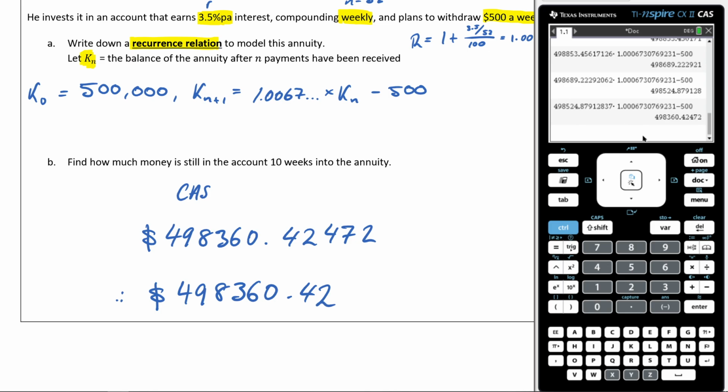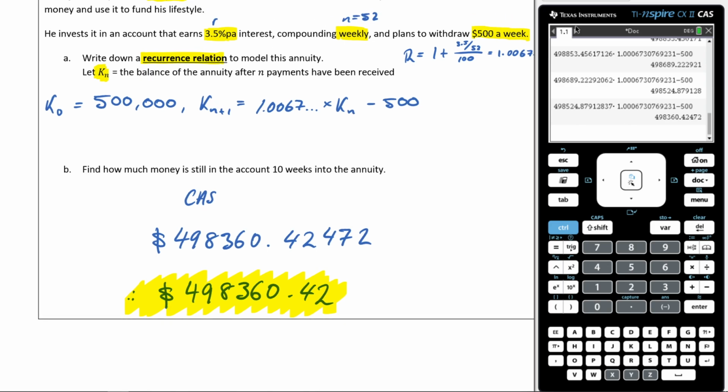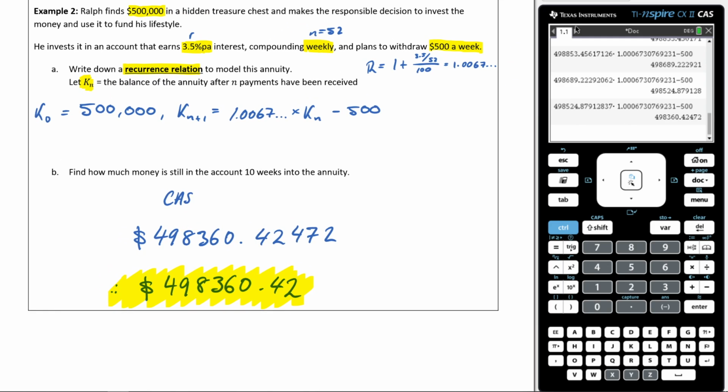498,360.42. So remember, always do it unrounded, then rounded. That's what my answer is going to be. 498,360.42. Perfect. Hopefully that made sense on how I did that.